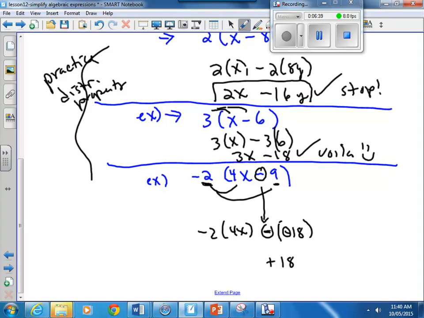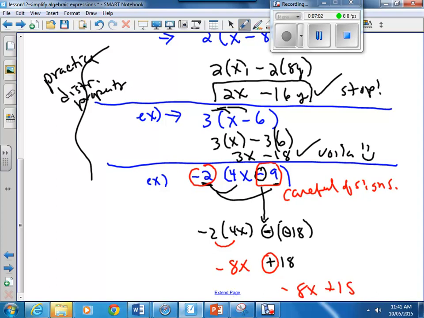So you could actually, I wanted to mention that, you could just read that to yourself. You have a negative 2 times a negative 9. So no matter what, you're going to arrive at positive 18. So note to self, careful of signs. Negative times a negative is a positive. Here, you're going to have negative 8x. So in the end, negative 8x plus 18 will be your final answer for that one. Okay? Real careful of the negative times the negative is the positive.